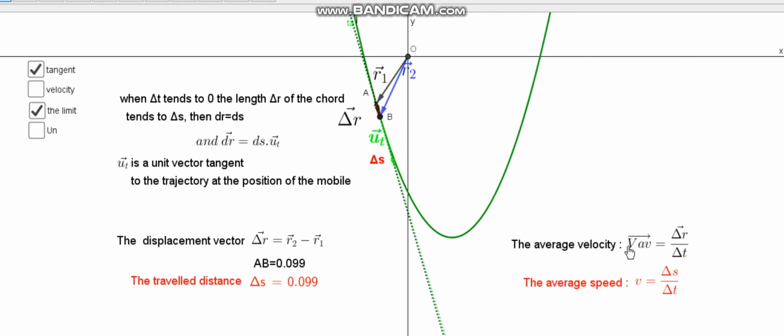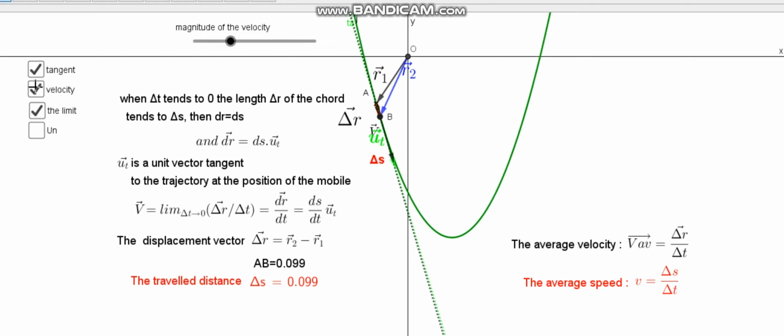What about the vector velocity? The instantaneous vector velocity is the limit of the average vector velocity when delta t tends to 0. The instantaneous velocity v equals the limit of delta r over delta t when delta t tends to 0. It equals dr over dt, the derivative of r. It equals ds over dt ut.